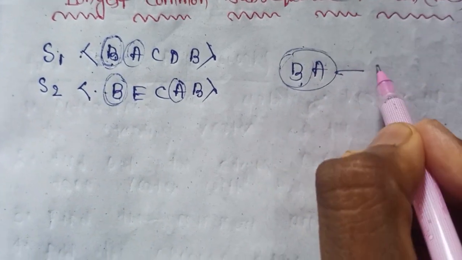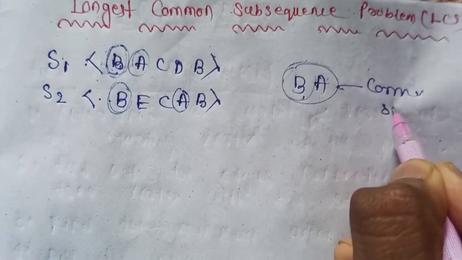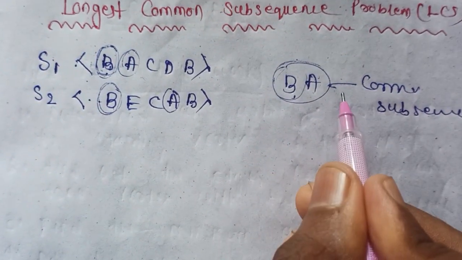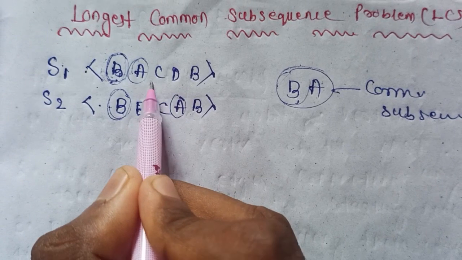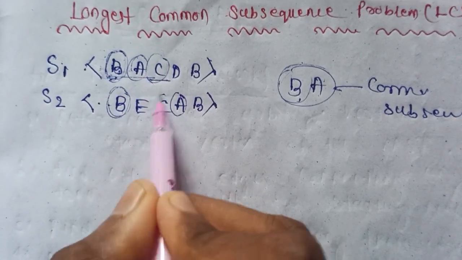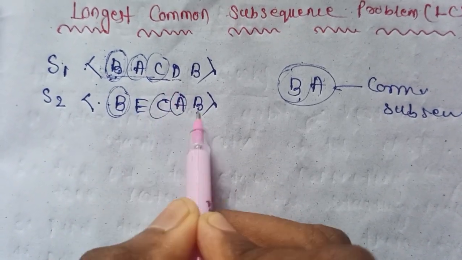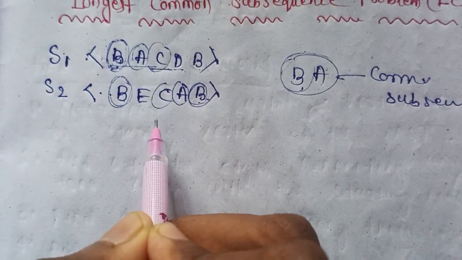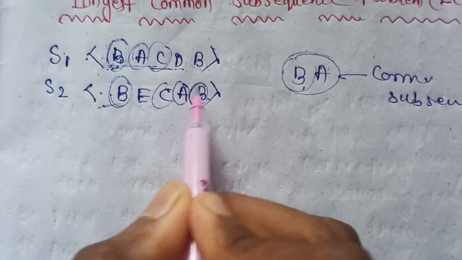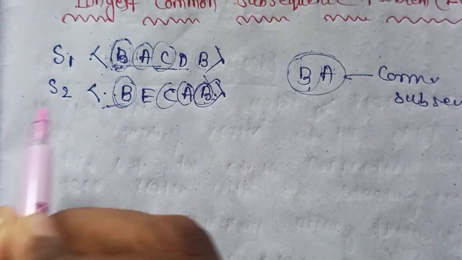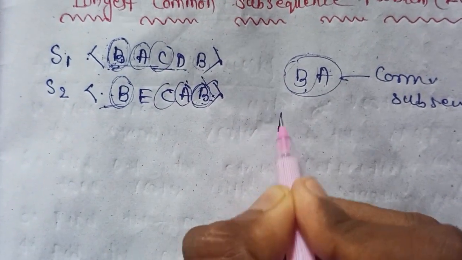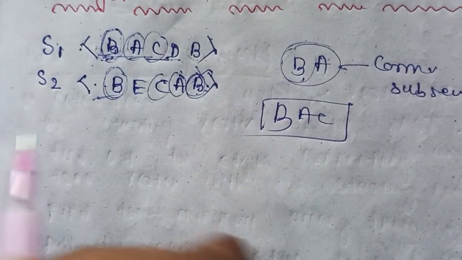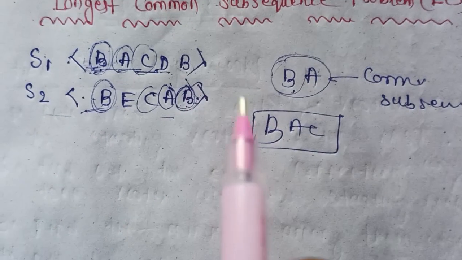So we can say that it is a common subsequence, but it is not the longest common subsequence, because C is there in the first string, and C is also there in the second string. Then D is not present. B is also present, but B is already taken, so we cannot choose it next. So the longest common subsequence is BAC. BAC is the longest common subsequence of this given problem.